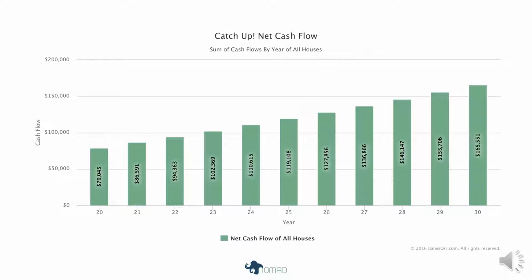Okay, in year 30, $165,000. So probably in the neighborhood of $60,000-ish. Okay, so compare that to what you might see in the stock market, and I think you'll find that Nomad's much better.